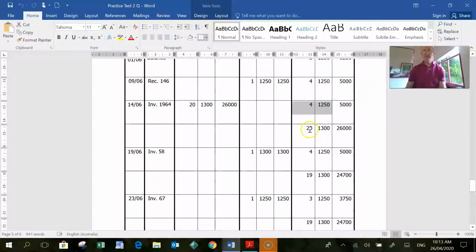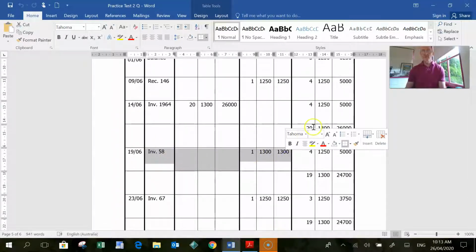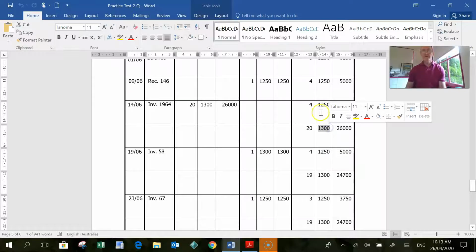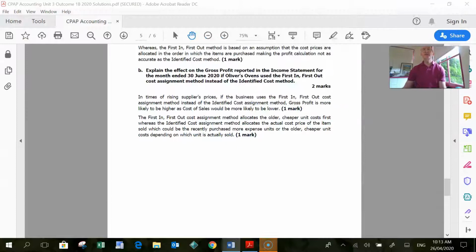So you can see there the effect on profit. Identified is expensing 1300, FIFO would have only expensed 1250, a difference of $50. The last one wouldn't matter because it's still FIFO or Identified following the same approach. So the only time this applied was this transaction here. Identified went for the 1300, FIFO would have gone for the 1250, and therefore your profit is overstated by $50 if I used FIFO instead of Identified.